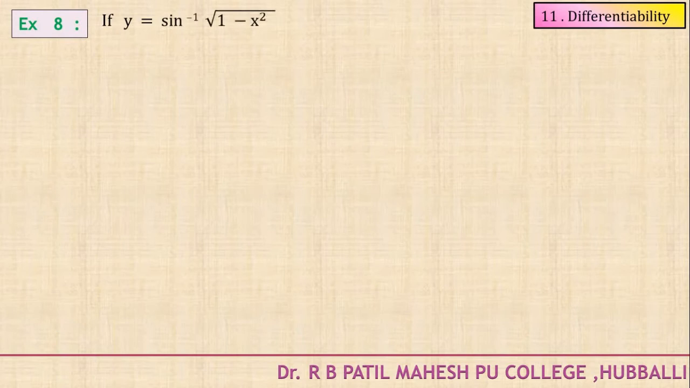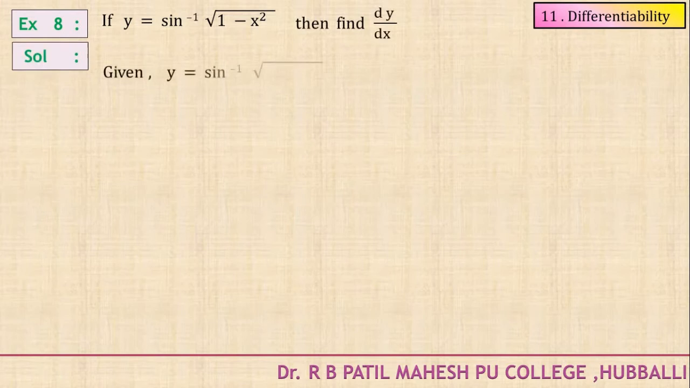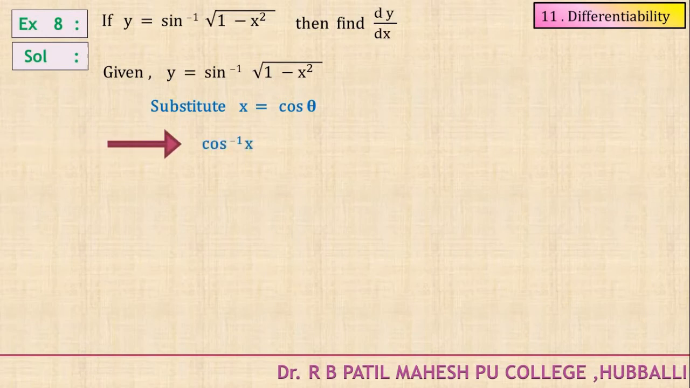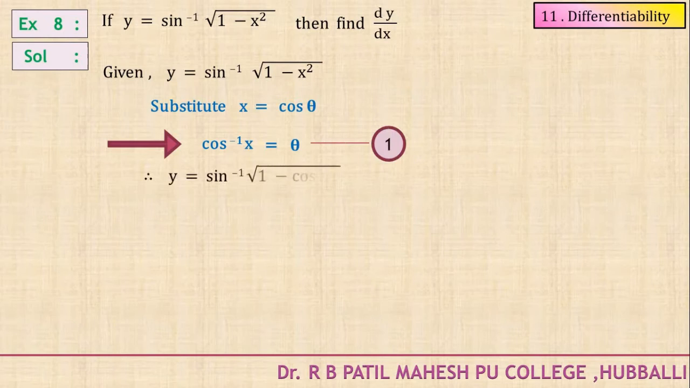If y is equal to sine inverse of root 1 minus x square, then find dy by dx. It is a simple example. Just now I explained what we have to take: x equal to cos theta. Cos inverse x is equal to theta. Take this as equation 1.